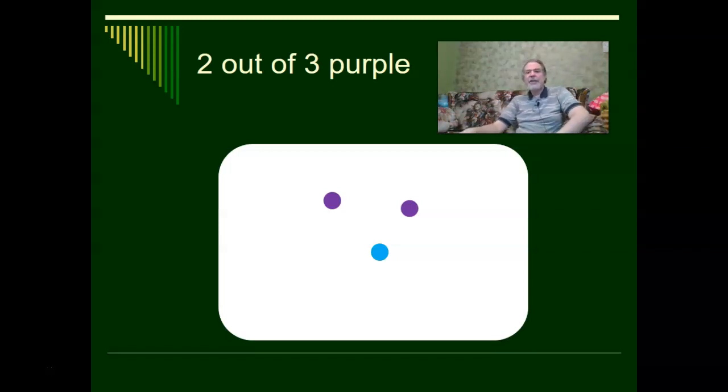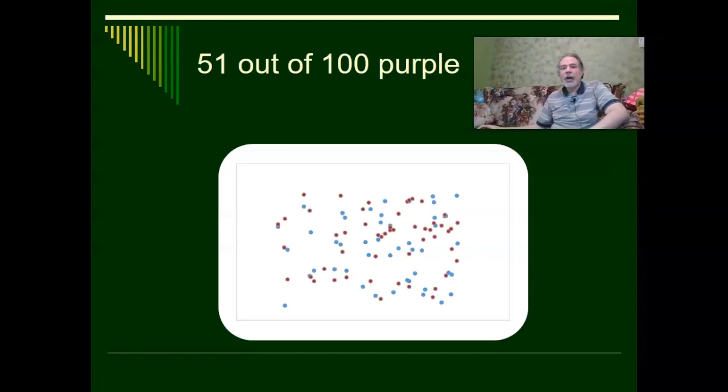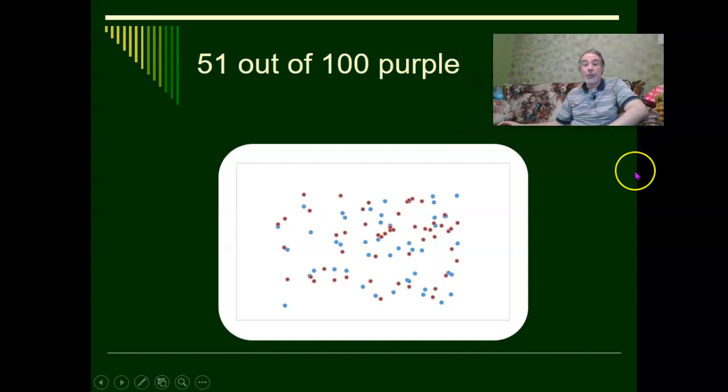Because even if there aren't all that many purple beads in the whole pool, it's still possible that you could get 2 of them that you pulled out at the same time. So that's a really small sample size, and it doesn't really give you an idea of what's going on in the whole pool. You need more than just 3 beads. So next, let's say you pull out 100 beads, and it turns out that 51 out of those 100 are purple.